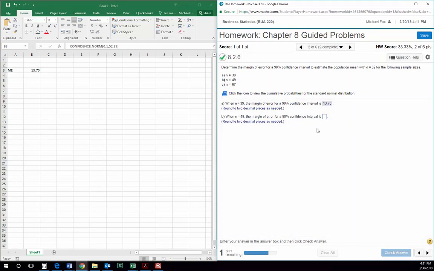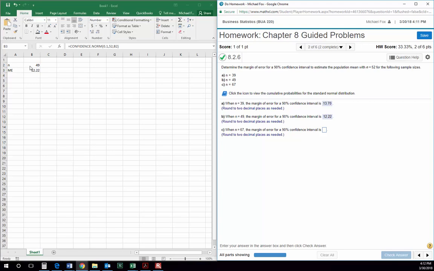Now we could do each of these by just going into here and changing n to that number, like 49. And that gives us the new one. We could also, if we wanted to, set up our own little calculator where we just type in our n, and then here we tell Excel that this is B2. So now it won't work until we put in the first one, 39, and then it will calculate for us 13.7. The second one is 49. Our answer is 12.22. And then the third one is 67. It's 10.45.